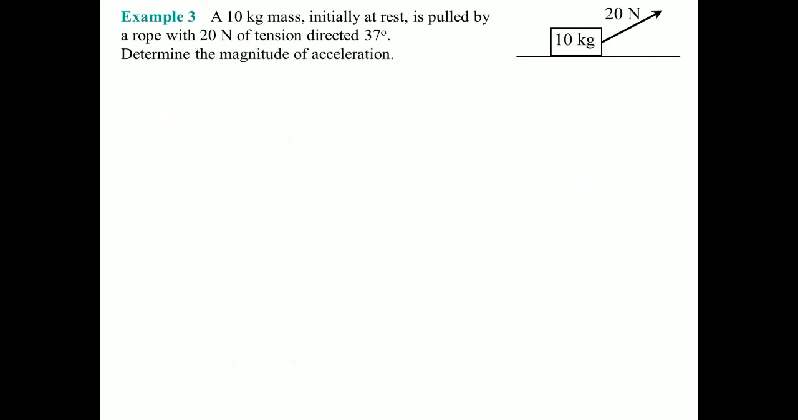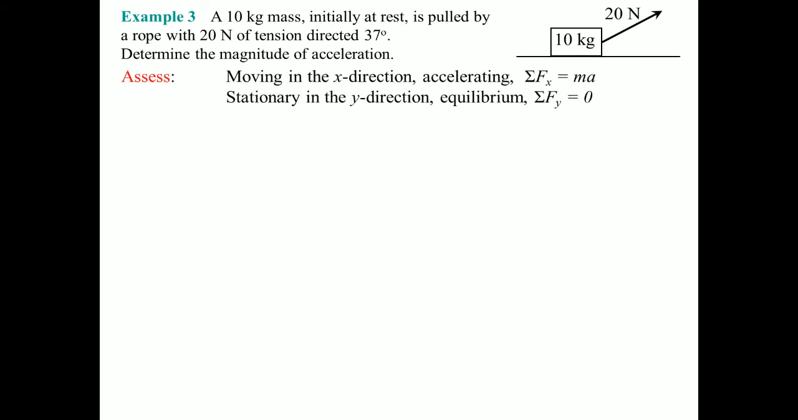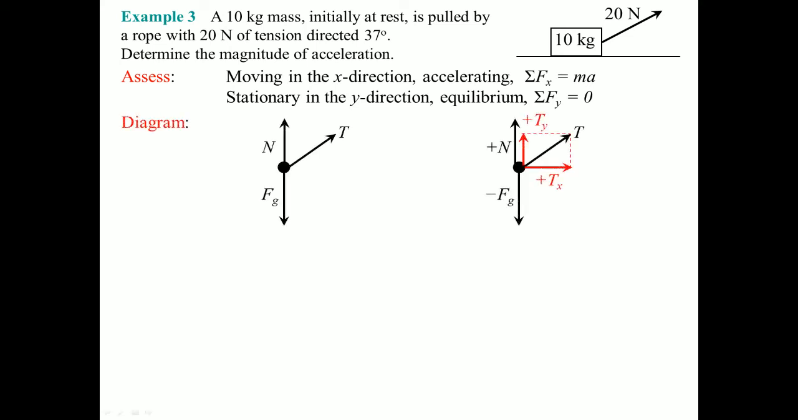Next, here you have the same problem, but now they ask you to find the acceleration. The assessment is the same: the object is accelerating in the x direction, but is in equilibrium in the y direction. Here's the diagram, and we broke this up again. Tx is equal to T cosine theta. Ty is T sine theta. The summation of my forces in my x direction is just Tx, because we're looking for the acceleration.